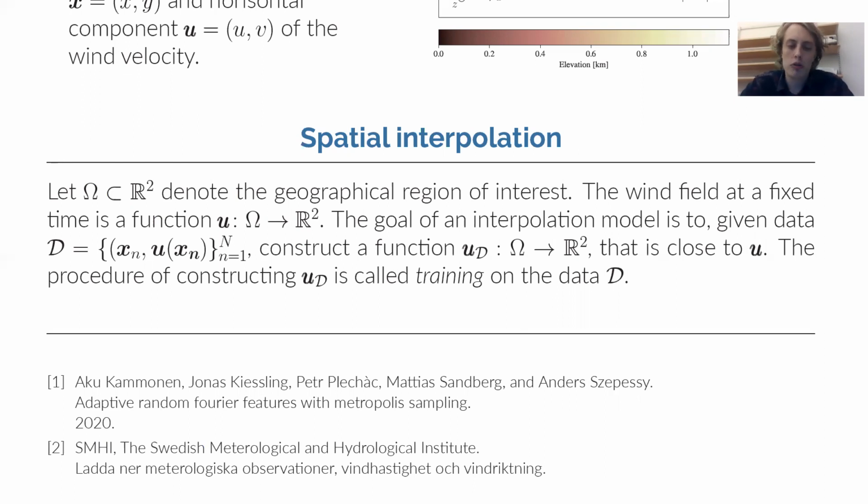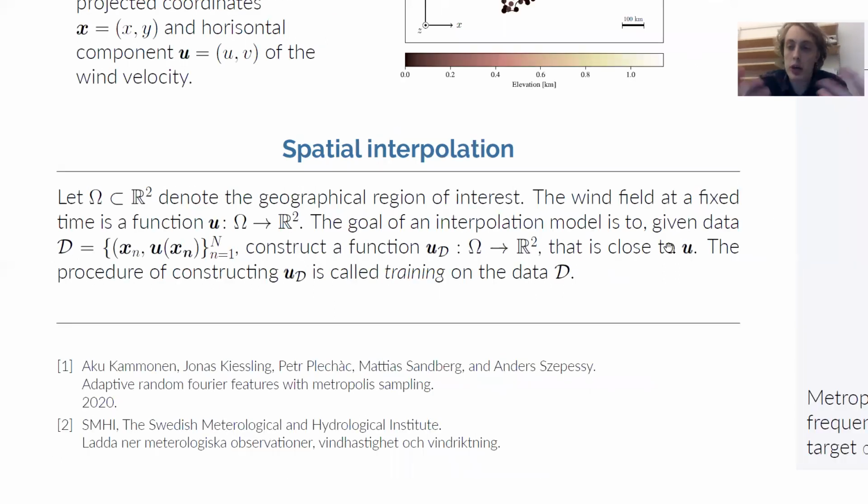We will define the notion of quality of fit later, but the basic idea is that we're imagining that we have a true function of the velocity field that goes from the geographical region, in our case Sweden, to R2, the two components of the wind field. The idea of an interpolation model is something that takes a set of data points in this region and maps that onto a function that closely matches the true function. The process of mapping that data set onto another function is what we call training in machine learning. So we basically want to train some model that is close to the true function.